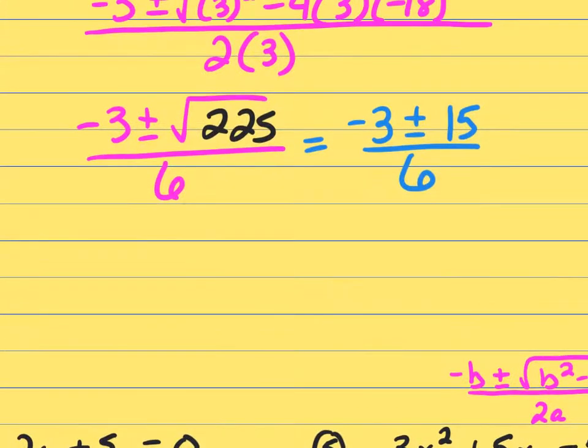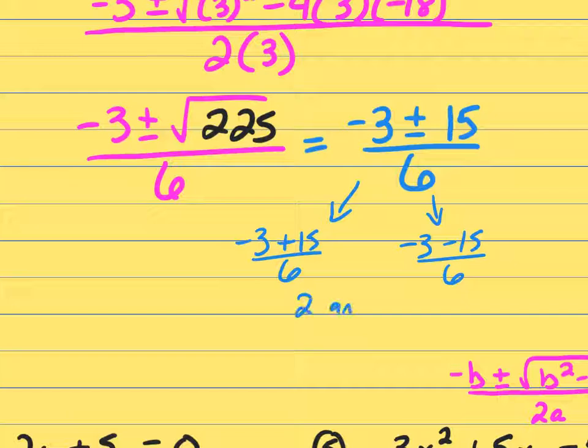From here, we split up into 2 problems. We have -3 plus 15 divided by 6 and -3 minus 15 divided by 6. On the left, -3 plus 15 is 12. 12 divided by 6 is 2. And on the right, negative 3 minus 15 is negative 18, and negative 18 divided by 6 is negative 3. So our two x-intercepts are 2 and negative 3.